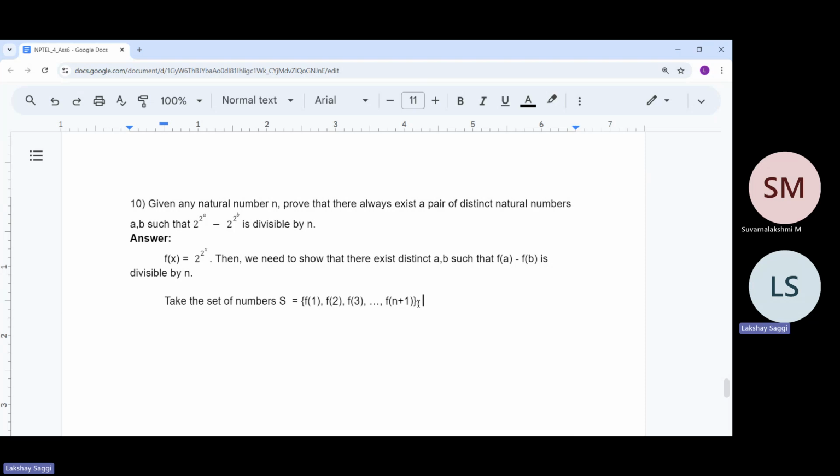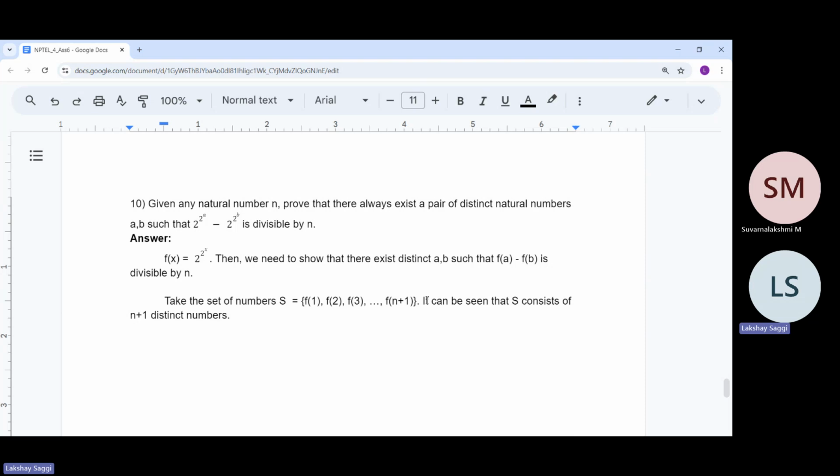Since these are n plus 1 numbers, you can easily see that all these n plus 1 are also distinct numbers, because f is an increasing function. So all of these are distinct numbers. It can be seen that S consists of n plus 1 distinct numbers, right?